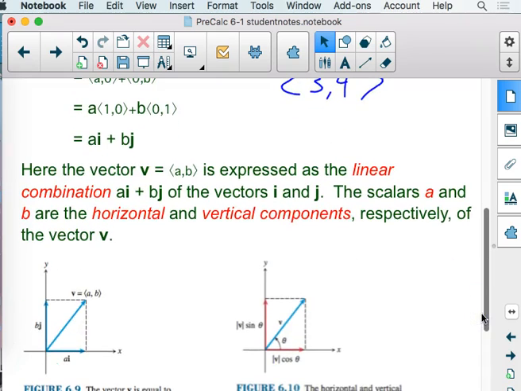So down here, here's the vector v at <a, b> expressed as a linear combination of two vectors, ai and bj. So here is ai and bj, and there is that sum vector. Yeah, it is a parallelogram. It's a rectangle, which makes it a little nicer, but there it is. The scalars a and b are the horizontal and vertical components of the vector v. Now we get to the part where we need a little trick.